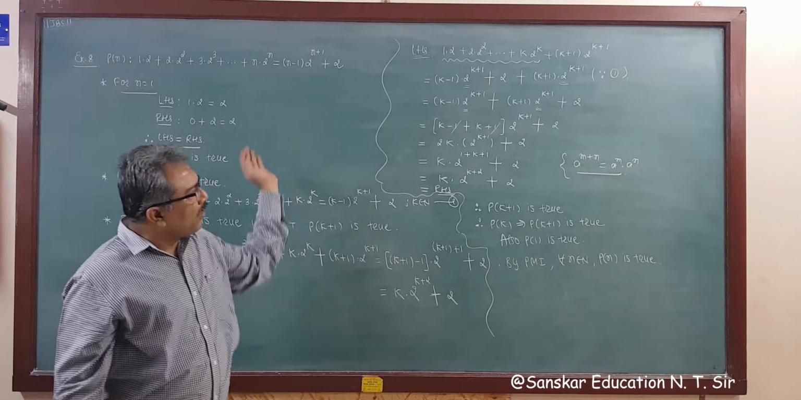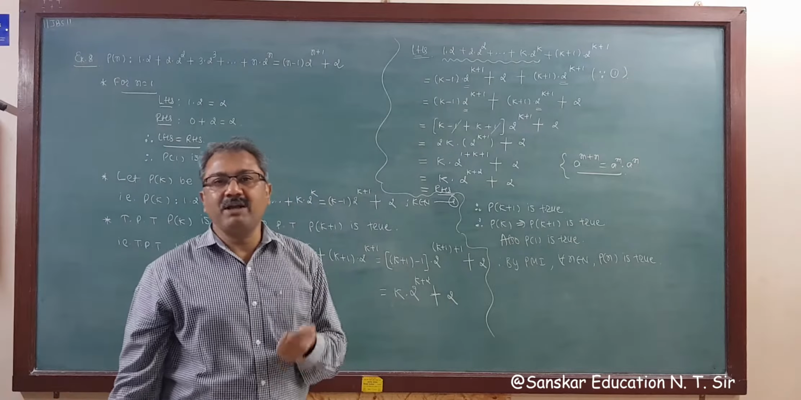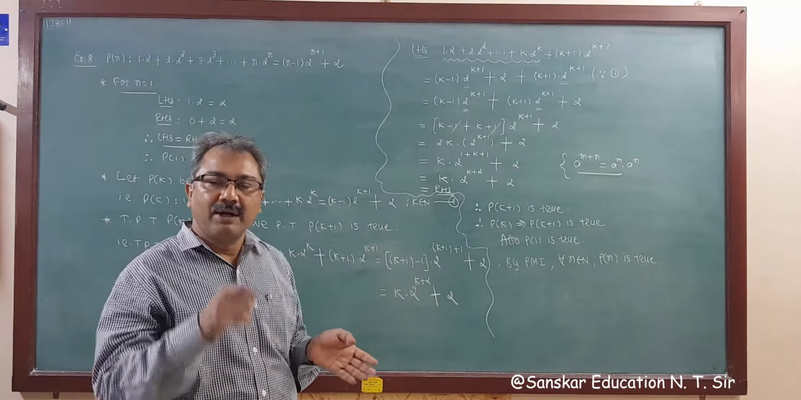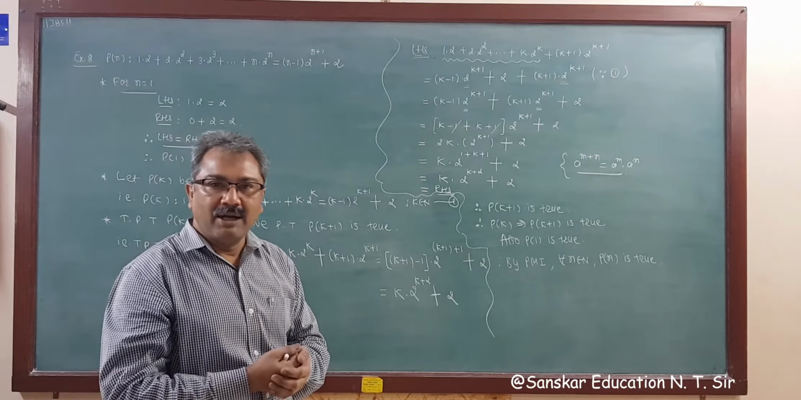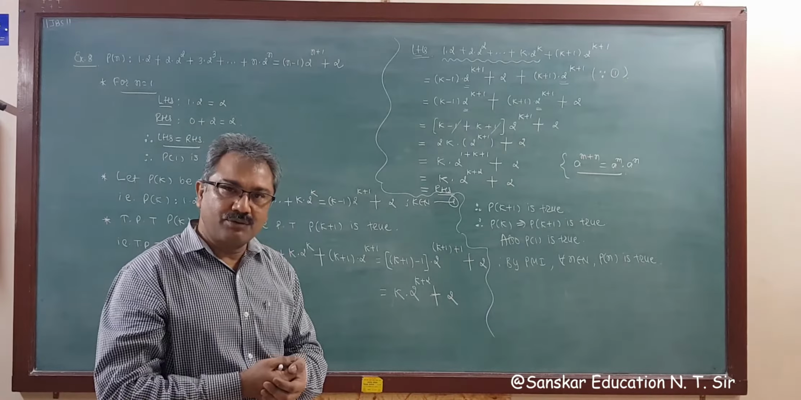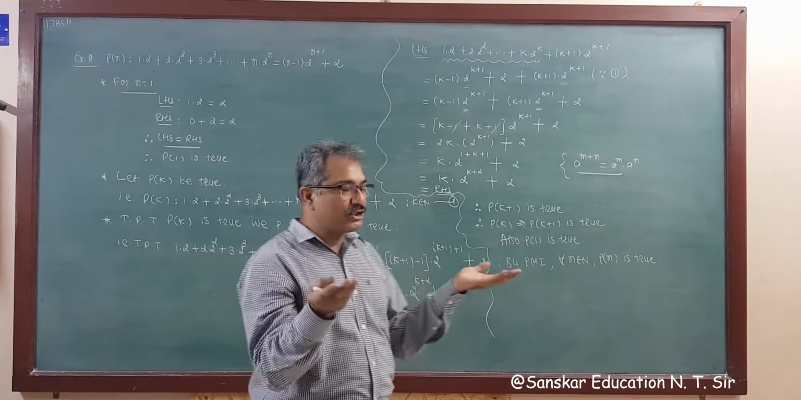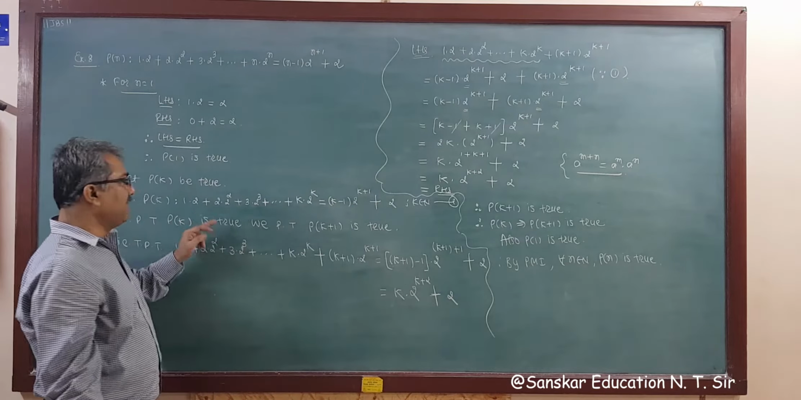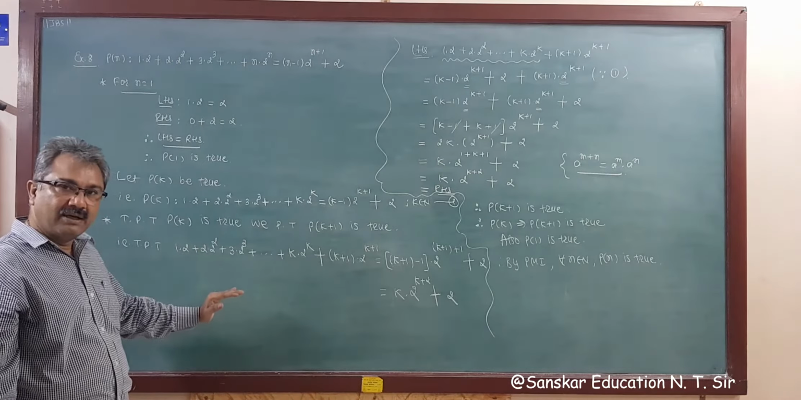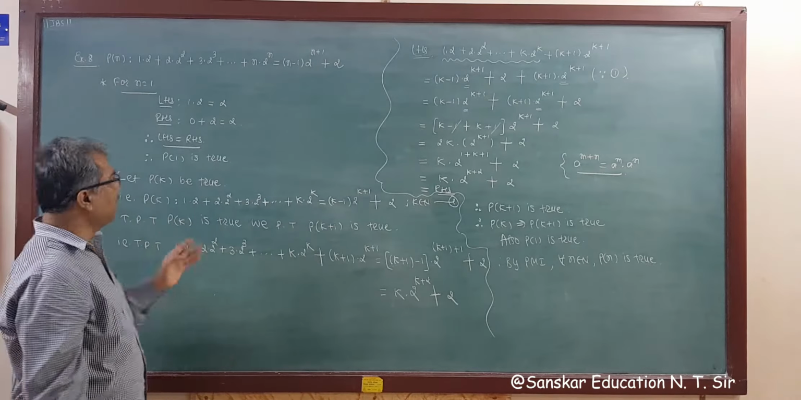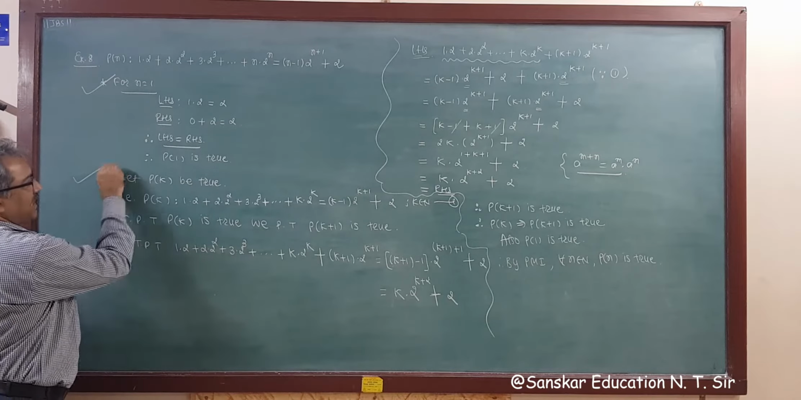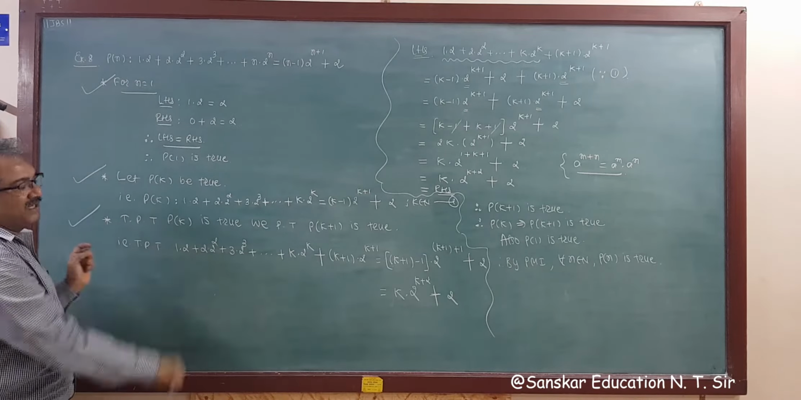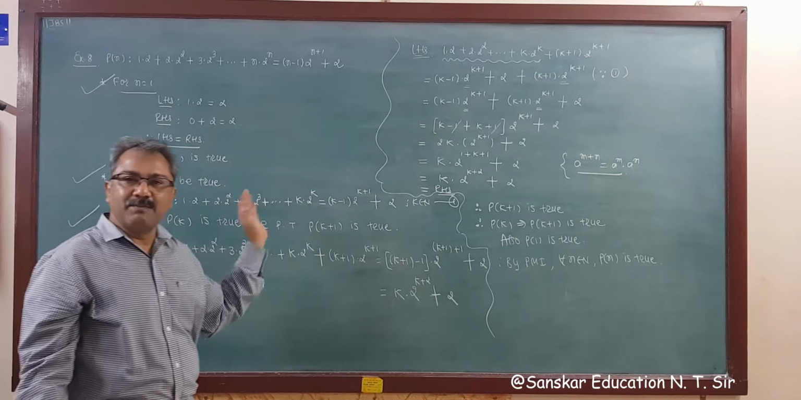So all examples in PMI in this type of questions are the same. First you have to prove for n equal to 1, P1 is true. Then assuming Pk is true, you have to prove that Pk plus 1 is true, right? So as I said earlier, this is your common step.